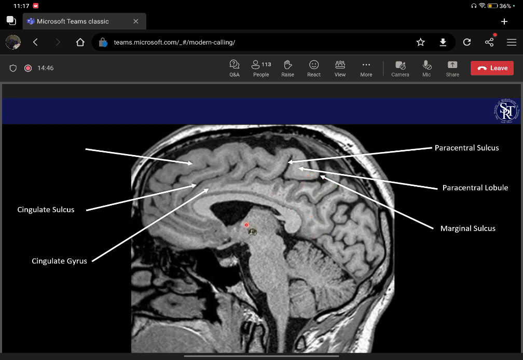Here we have the medial frontal gyrus, which is an extension of the superior frontal gyrus just medially in the interhemispheric space. And this would be the thin sulcus just above the corpus callosum, so that's the callosal sulcus. And finally, we have the gyrus rectus inferiorly here.